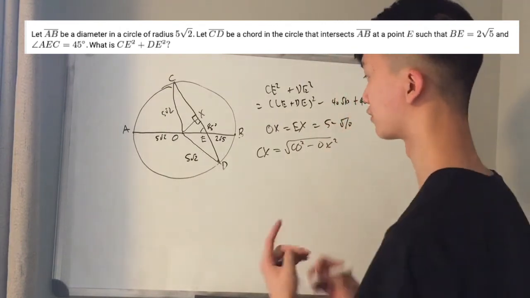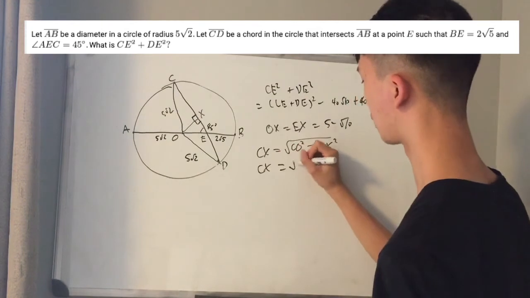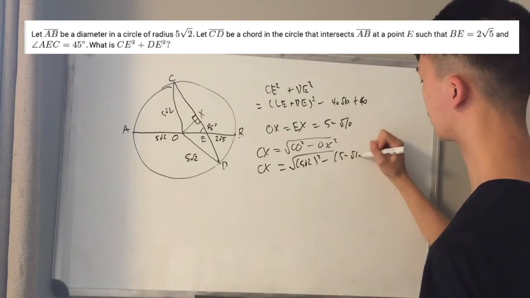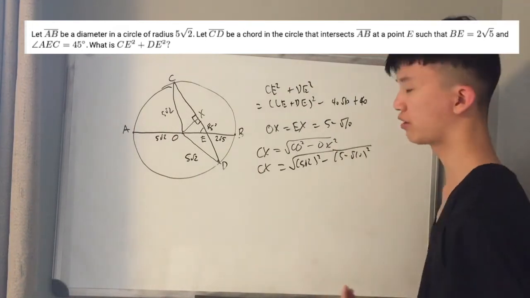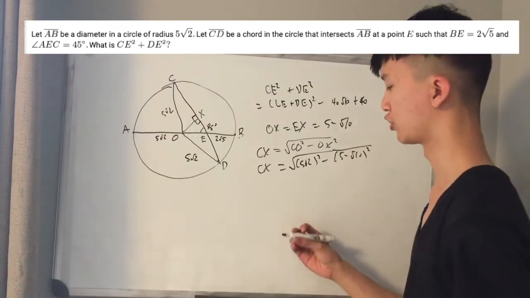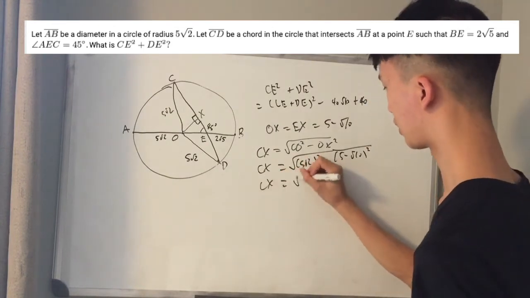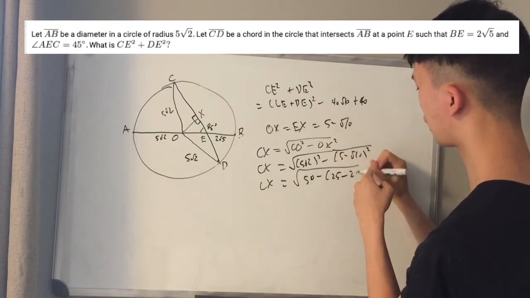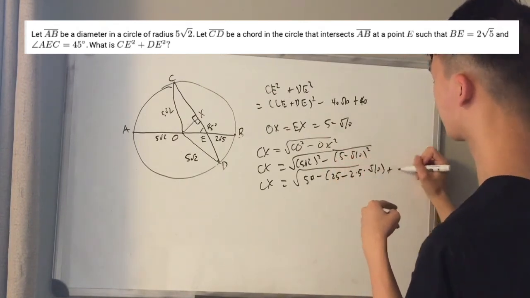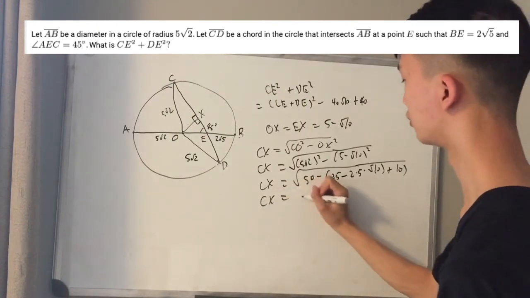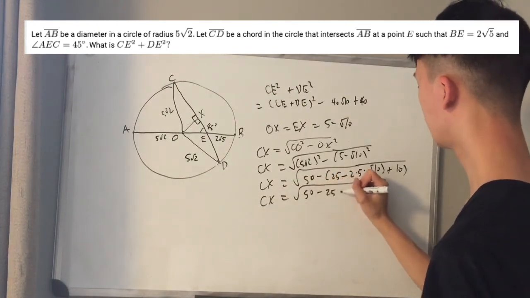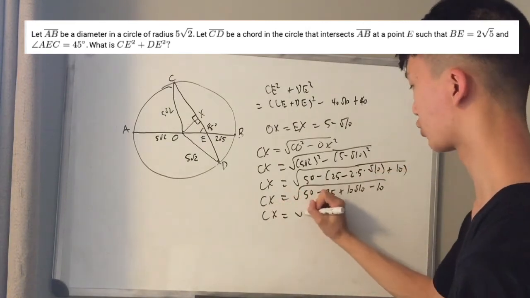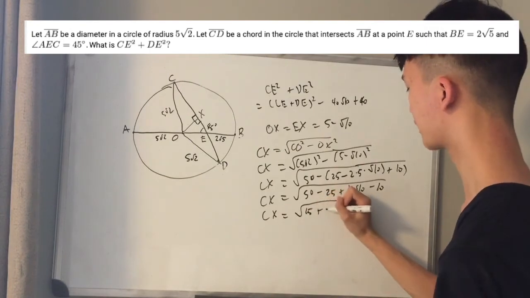Now CO is equal to 5 root 2, so CX is equal to the square root of 5 root 2 all squared minus 5 minus root 10 all squared. Now 5 root 2 squared is equal to 25 times 2, which is equal to 50. So CX is equal to the square root of 50 minus 25 minus 2 times 5 times the root 10 plus 10. And so this simplifies to 50 minus 25 plus 10 root 10 minus 10. And so CX is equal to the square root of 15 plus 10 root 10.